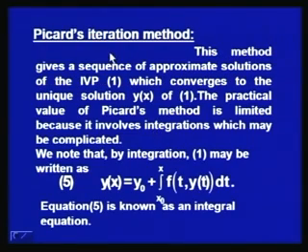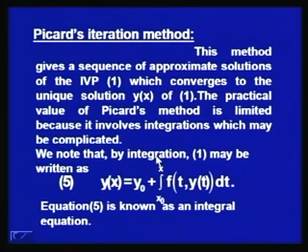Now, let us study the Picard's iteration method to obtain a unique solution of the initial value problem. This method gives us a sequence of approximate solutions of the initial value problem, one which converges to the unique solution y(x) by the Picard's theorem, which we shall state later on. The practical value of the Picard's method is limited because it involves integrations which may be complicated to obtain.